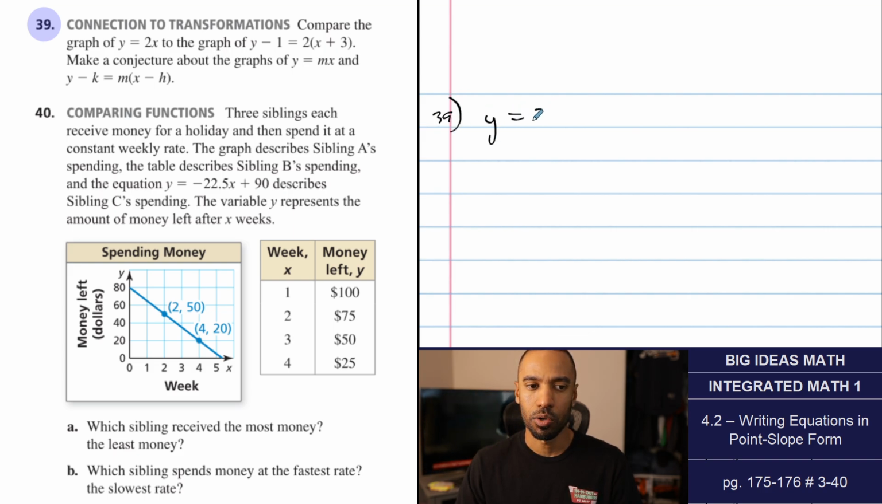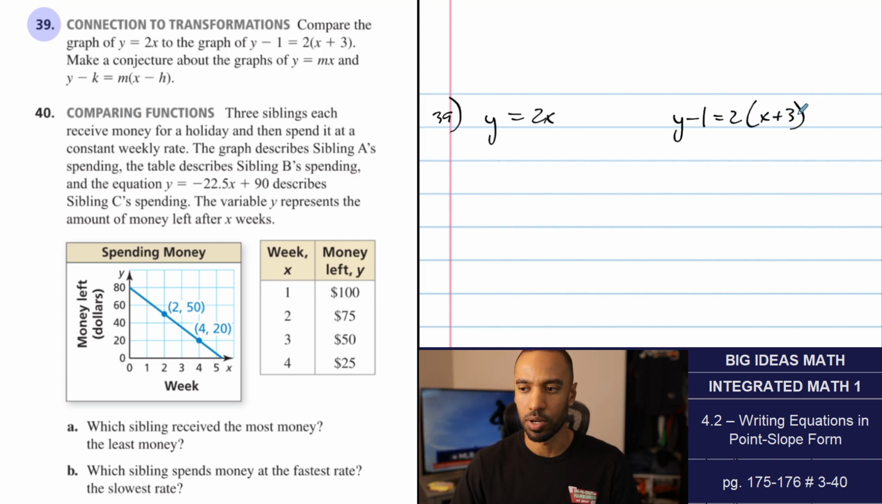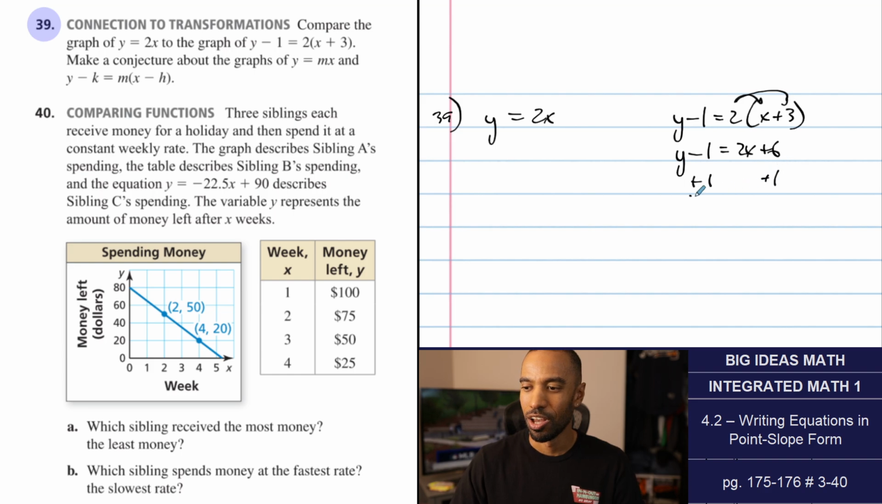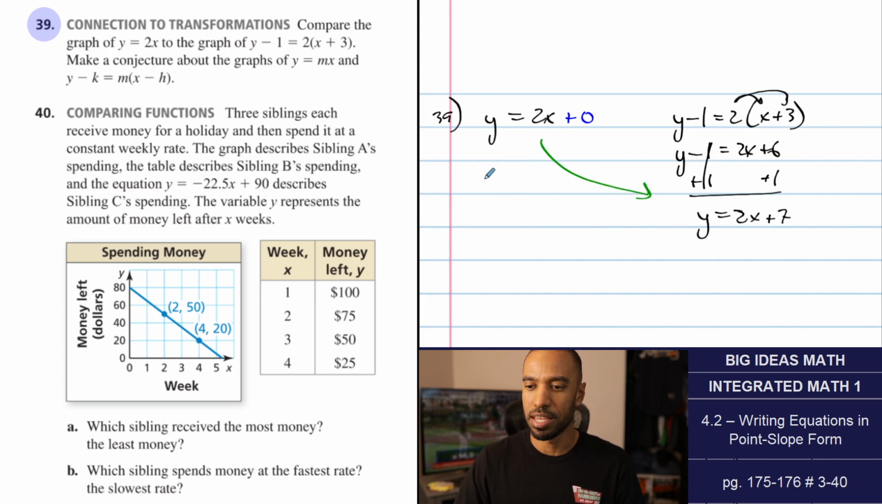y equals 2x is here. And then y minus 1 equals 2 times the quantity x plus 3. Let's distribute 2. Will they be the same? No. 2x plus 7. So how do they compare? This 2x is 2x plus 0. So their comparison to me is same slope, different y-intercept.